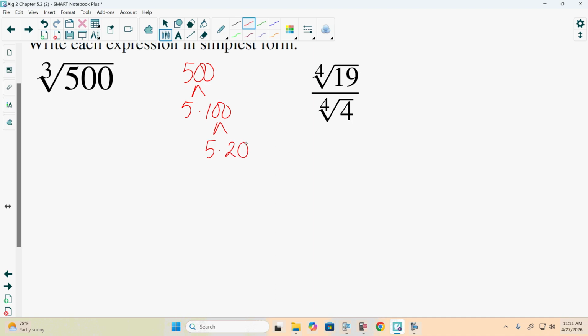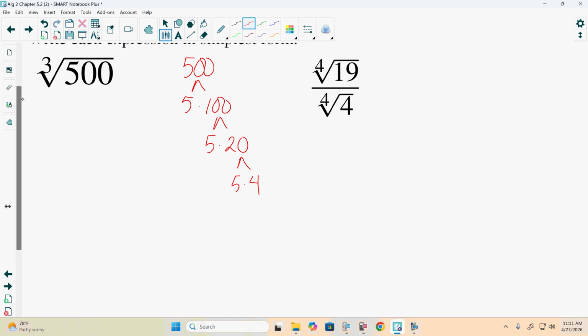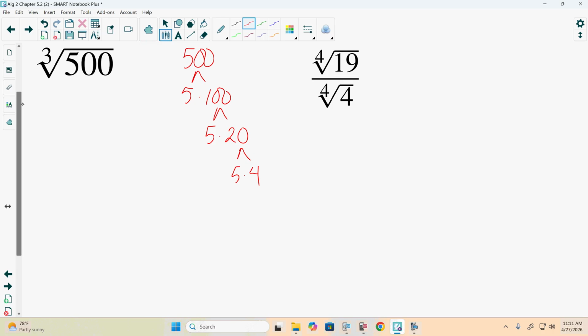5 is going to work again, so might as well keep using 5. 5 times 20. 20 is 5 times 4. 4 does not, but 4 is 2 times 2. So if we look at our prime factors, we do have 2 twice, 2 times 2. So we can say 2 squared.